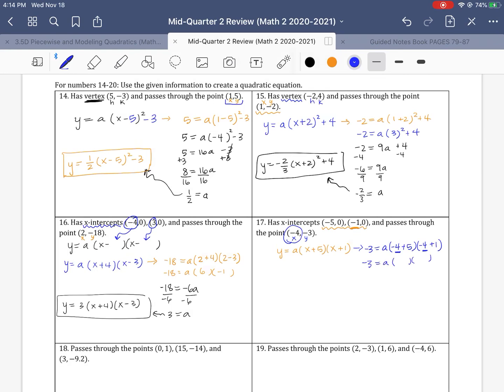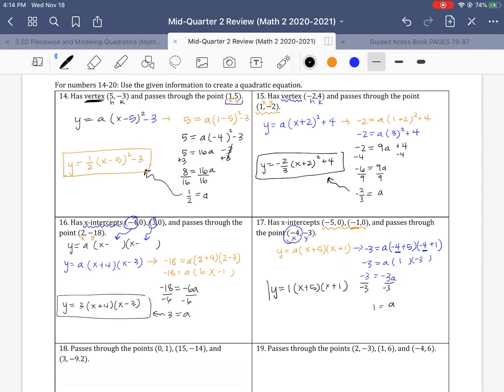Okay, now we'll go inside the parentheses. So negative 4 plus 5 is 1. Negative 4 plus 1 is negative 3. So again, parentheses mean multiplication. Negative 3 times 1 is negative 3 times a. That guy's negative 3a on the right, and then we still have our negative 3 on the left. So we divide by negative 3. A is equal to 1. So we stick that in there. So y is equal to, we have a 1 there, x plus 5, x plus 1.